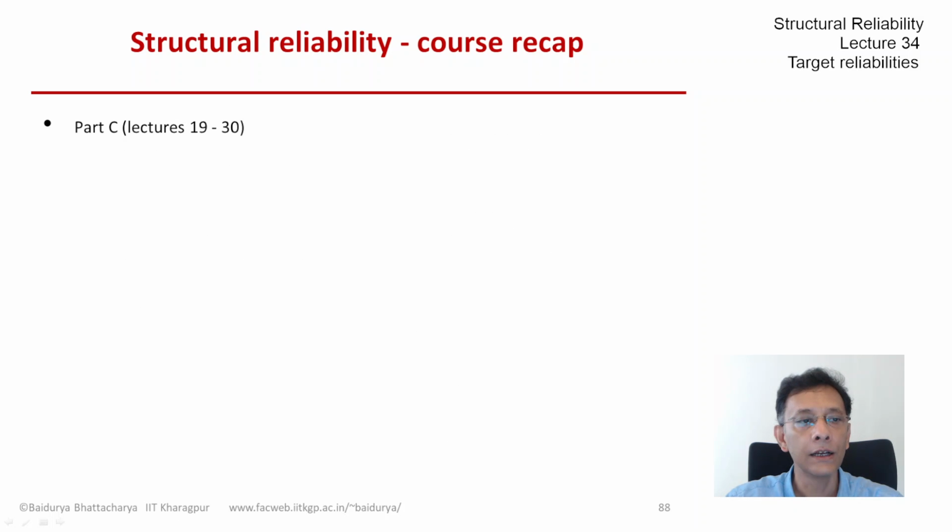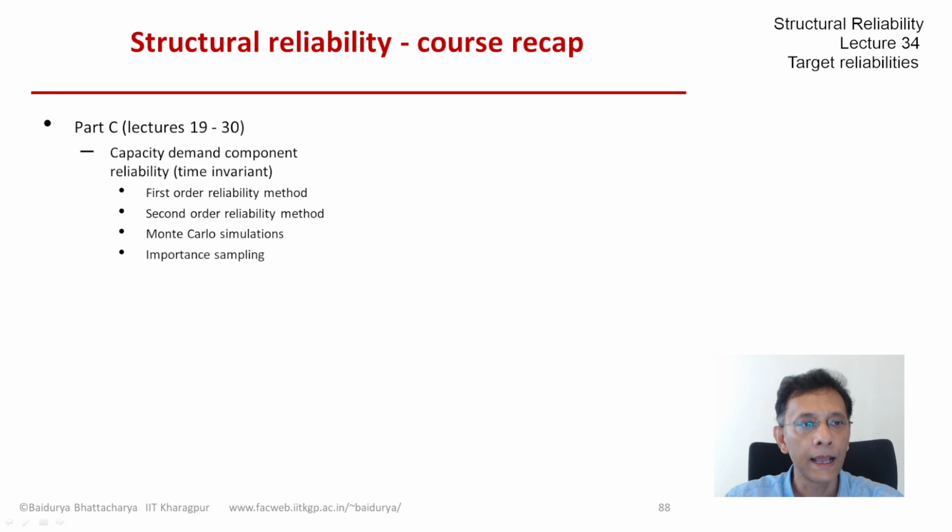In part C, which was the longest part, lectures 19 through 30, we moved to physics-based description of reliability, of failure, and we started with a component formulation, component reliability from the capacity demand point of view. In that context, we learned the first order reliability method for computing failure probability, the second order reliability method, and then Monte Carlo simulation based techniques, including the variance reducing importance sampling approach.